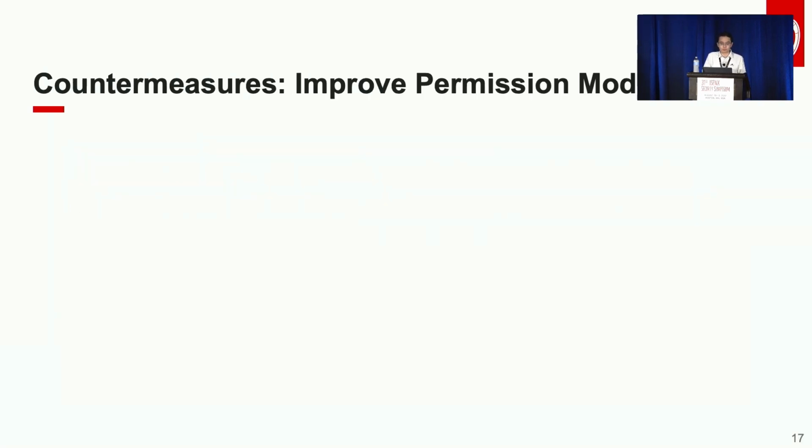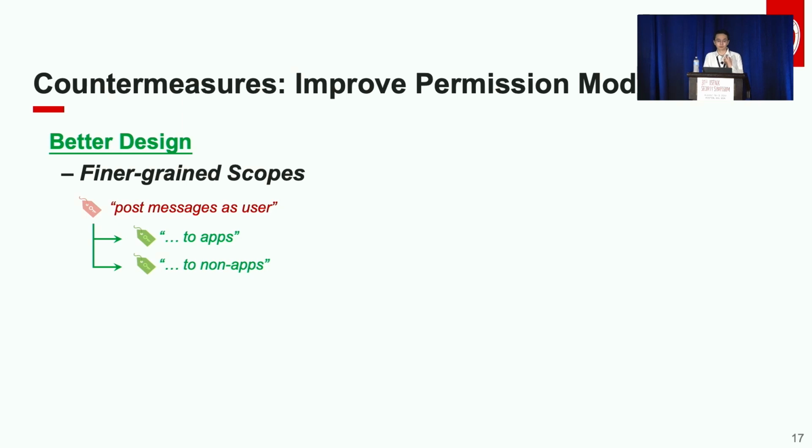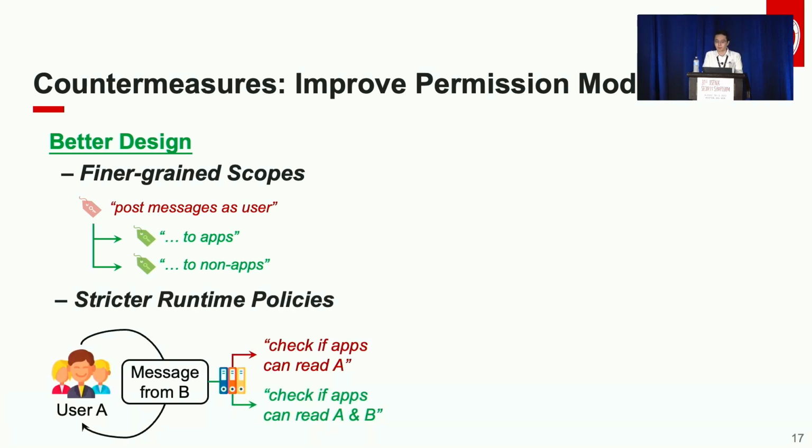So how can these platforms mitigate these attacks? First, they should improve the design of their permission models. This will include fine-grained scopes where the delegation permission should be separated into apps and non-apps. And beyond that, the platforms should also design stricter runtime policies. For example, they should effectively check if a private message after sharing is still readable by a delegated app.